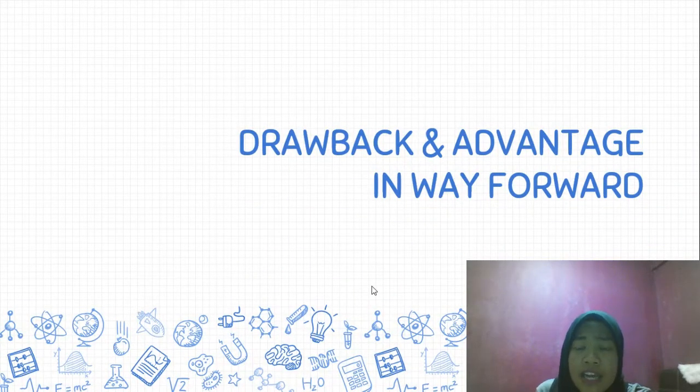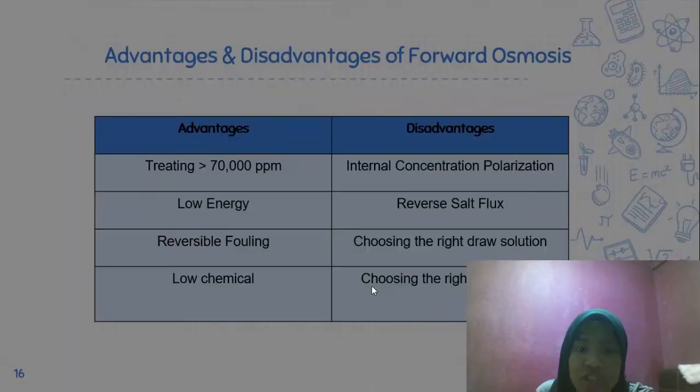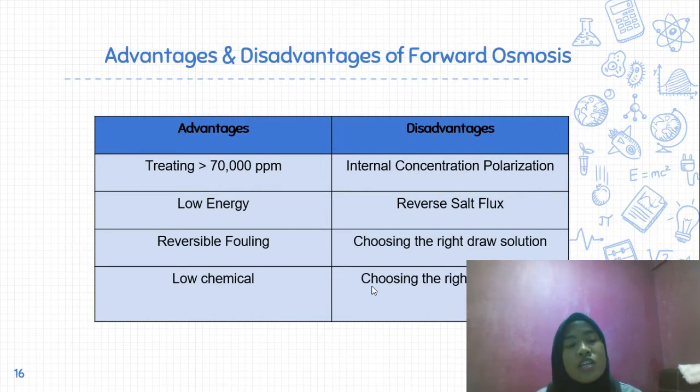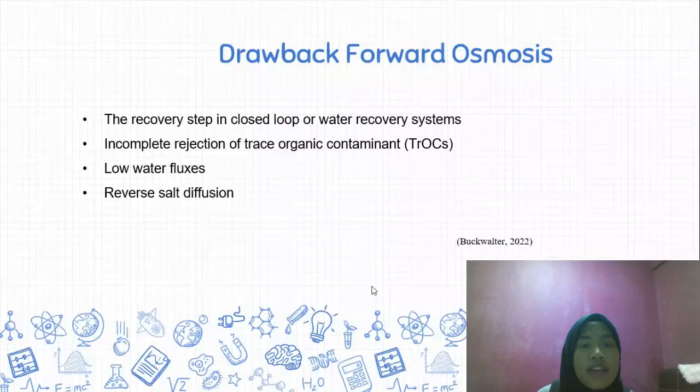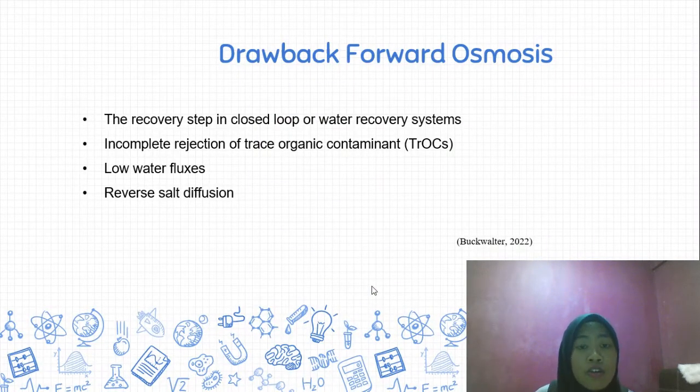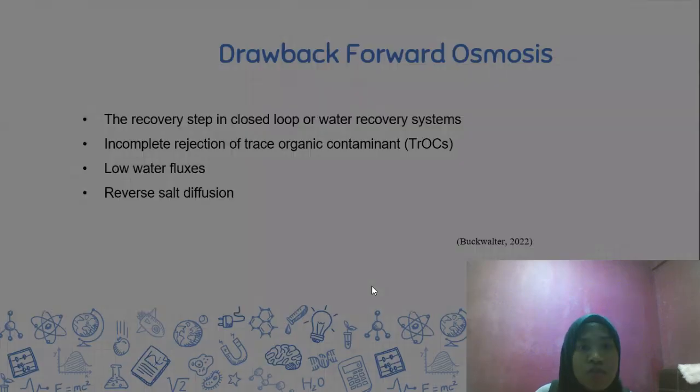Okay, next are the advantages and disadvantages, and the way forward. The advantages of forward osmosis are treating more than 70,000 ppm, low energy, reversible fouling, and also low chemicals. The disadvantages are internal concentration polarization, reverse salt flux, choosing the right draw solutions, and also choosing the right membranes. The advantage of forward osmosis is that it operates at low or no hydraulic pressure. FO requires up to 90% less energy compared to the RO process to drive the water transport. It may also have a lower membrane fouling propensity than the pressure driven process, and also some other advantages. Next, the drawbacks of forward osmosis are the recovery step in closed loop and water recovery systems, incomplete rejection of trace organic contaminants, low water flux, and also reverse salt diffusion.